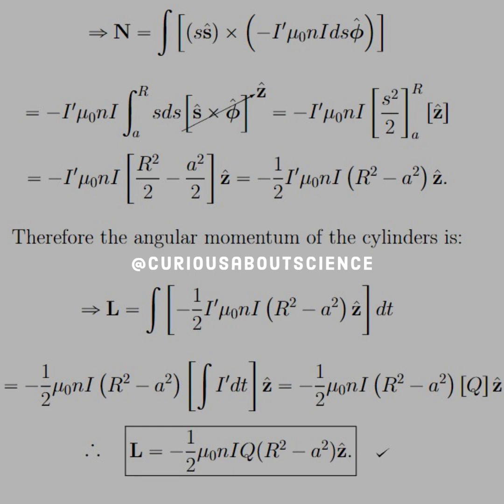With that, now we have to find the torque cross product, which is s cross phi. Notice that I prime, mu naught, N, and I are all constants, so shove them out to the front of the integral. And we see that s cross phi is equal to z. Okay, so we get back to what we started with in the magnetic field direction. And then we just integrate forward. So that is s ds, and we get s squared over 2 from R to a. And what do you have? When you evaluate that, factor out a 1/2, you get negative 1/2 I prime mu naught N I (R squared minus a squared) in the z hat direction.